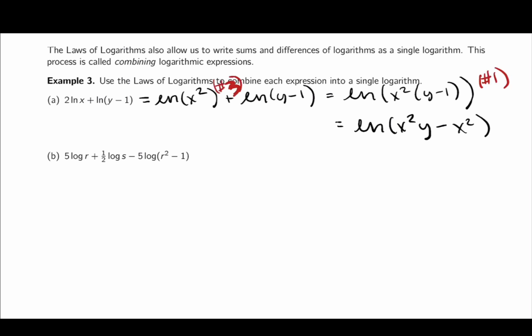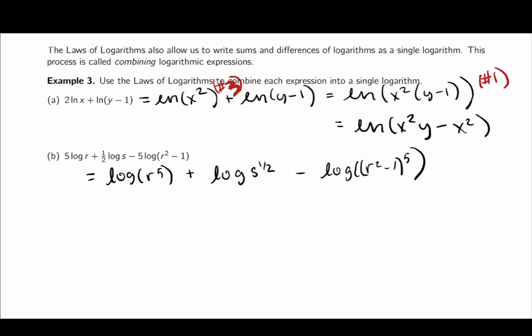Let's try to combine this last expression here, which is the sum and difference of three different logarithms, all with the same base. The first thing that I'll notice is that each of these have a multiplier in front. So I will first use my third law of logarithms to bring those multipliers up as exponents, writing it as log of r to the fifth plus log of s to the 1/2 minus log of r squared minus 1 to the fifth. I have to put this fifth power on my entire argument.